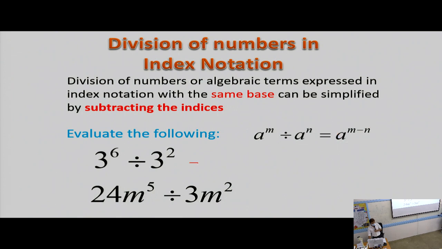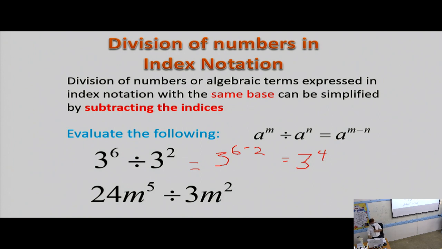Okay? So if we try to answer the first example, 3 to the power of 6 divided by 3 to the power of 2. Since this is division and they have the same base, copy the base, which is 3, and the exponents, 6 and 2, will be subtracted. That would be 3 to the power of 6 minus 2, which is equal to, what is the answer? Okay, 3 to the power of 4. And that's how you solve dividing exponential numbers with the same base.